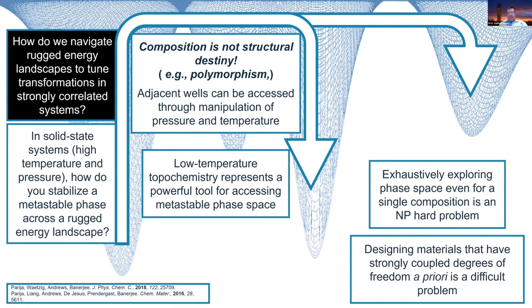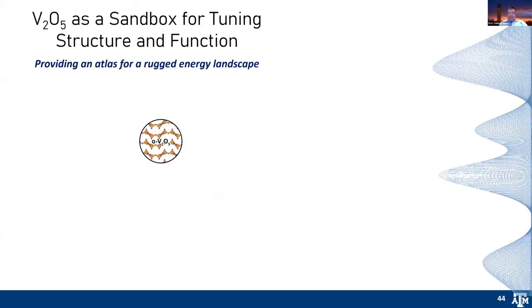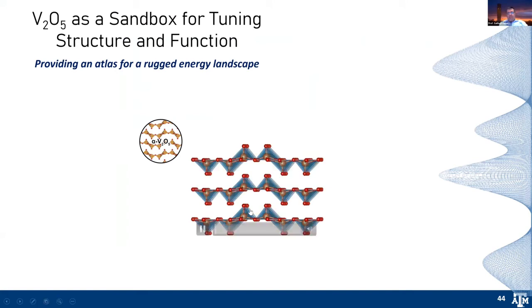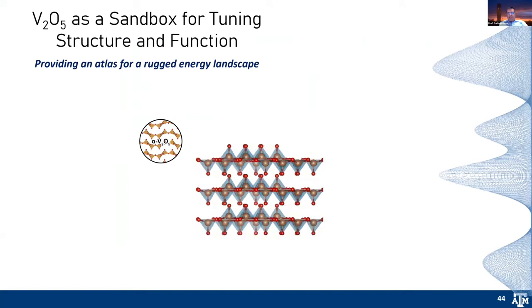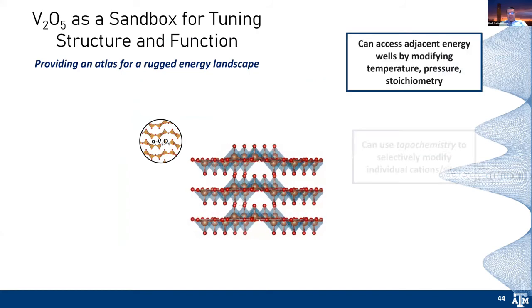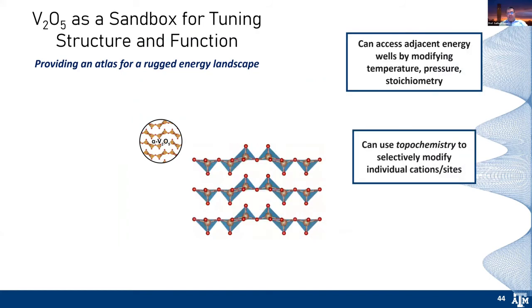Okay, so let's start with this. We call it alpha V2O5. This is what I've been talking about so far the entire time. This is the three-dimensional structure. So can we use topochemistry to access different states?